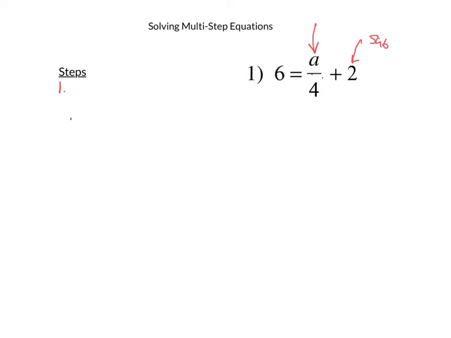we're going to subtract. So your first step will be to subtract the constant, because 2 is a constant. Any number that doesn't have a variable is a constant. Subtract the constant from both sides. Oops, I didn't spell that right. From both sides of the equal sign.